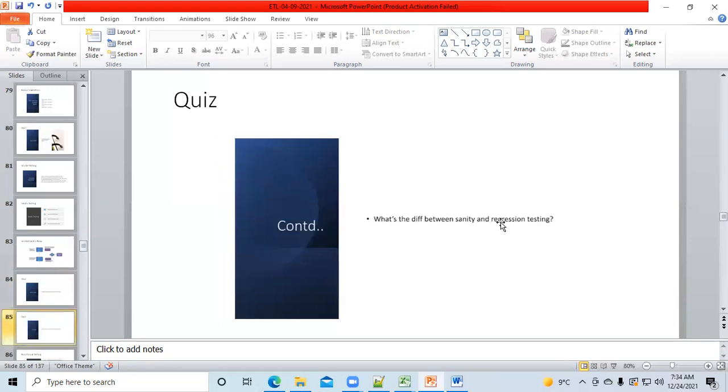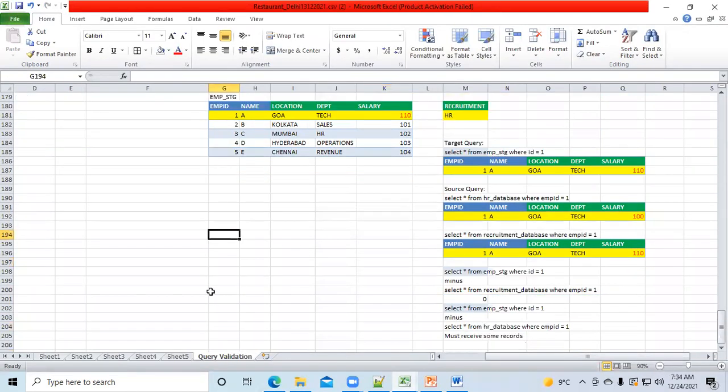What's the difference between sanity and regression testing? Yeah, correct. Very good question. And this is again a confusing question. Okay, see, what is regression testing? Okay, try to understand this. Let me take this example.